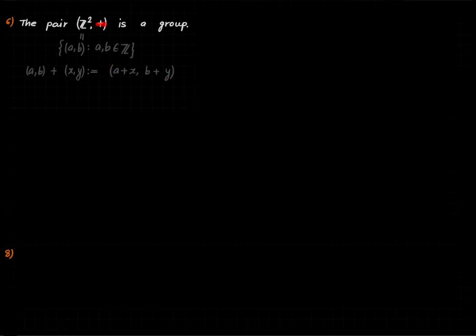So this is clearly a binary operation on Z2, and you can easily verify that this is a group. So, exercise: show that this is a group. This is also abelian, but let me show you a picture.